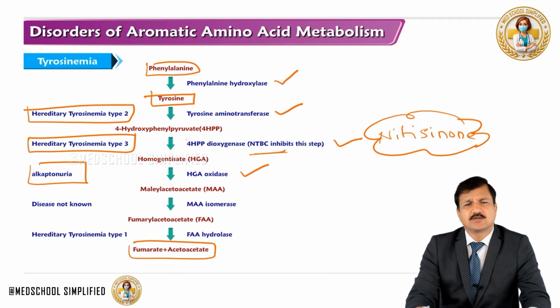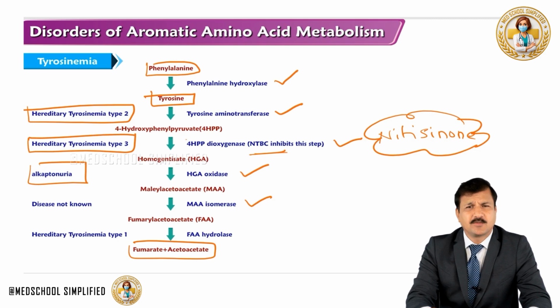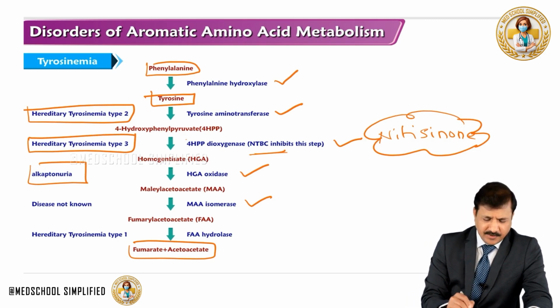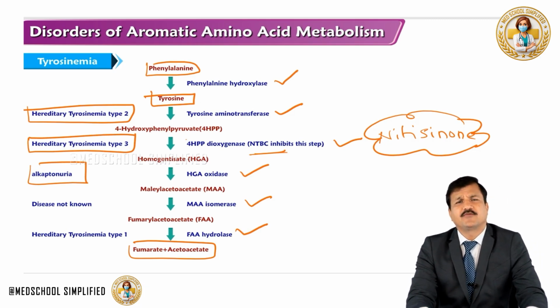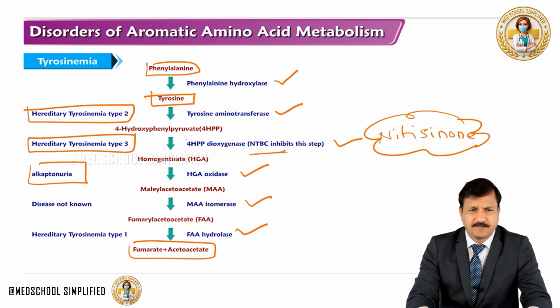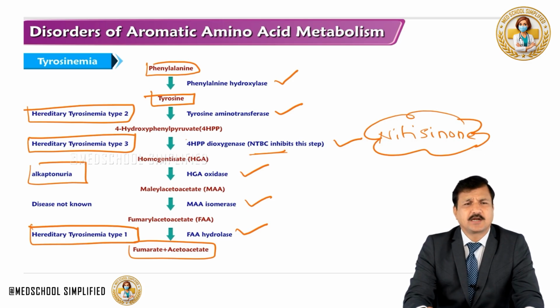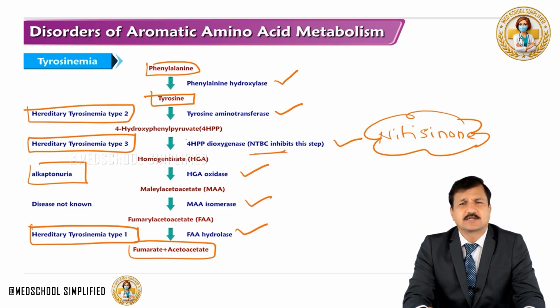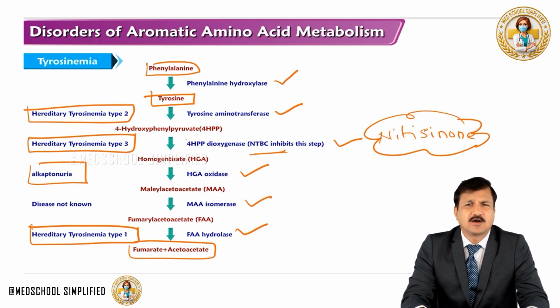And then the maleylacetoacetate is converted into fumarylacetoacetate, done by maleylacetoacetate isomerase. And lastly, fumarylacetoacetate is converted to fumarate plus acetoacetate by fumarylacetoacetate hydrolase enzyme. Deficiency of this enzyme will give rise to hereditary tyrosinemia type 1, which is also called tyrosinosis or hepatorenal syndrome. So these are all the reactions in the conversion of phenylalanine all the way into fumarate and acetoacetate and some of the disorders along the pathway.